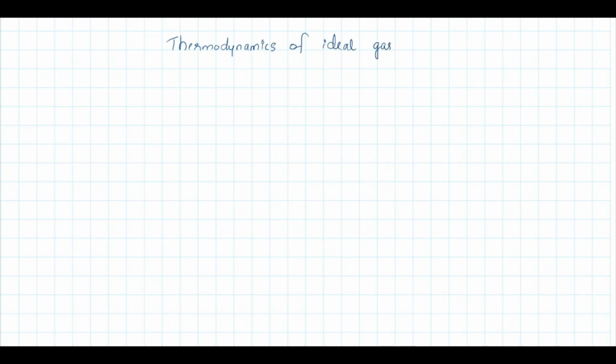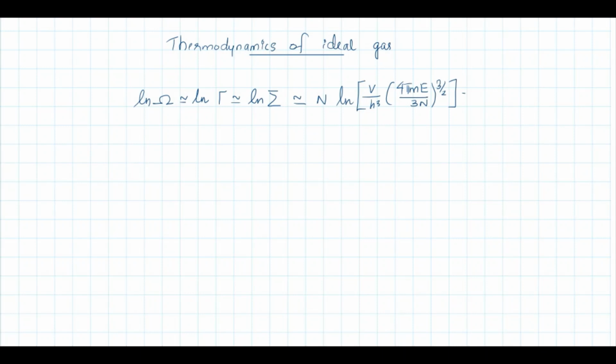So in the last session, we derived an expression for log omega, and in the asymptotic limit, log omega is nothing but log gamma, and it is nothing but log sigma, and it is approximately equal to N log [V by h cube (4 pi m e by 3N) whole raised to 3 by 2] plus 3 by 2 N. This is our equation.